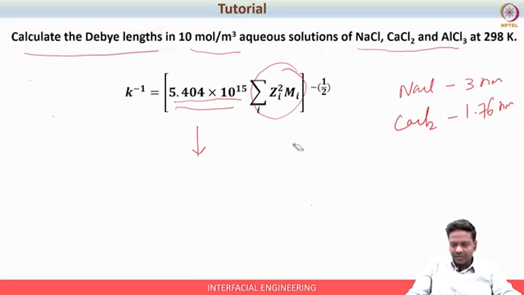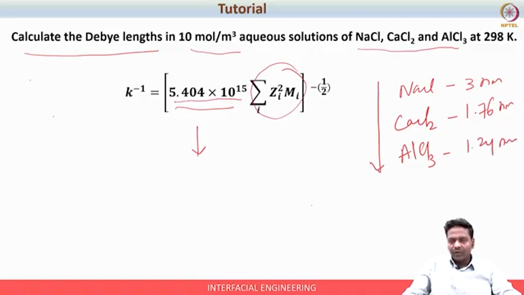Okay, if I get this, so for aluminum it will be 1.24 nanometer. As you can see, as the electrolyte type is varied from 1:1 up to 3:3, you can see that the screening length, that is K inverse, actually decreases. This is because the valence is now affected. Although the concentration of salt is the same, what is now affected is the valence, right? So that's why the K inverse is also changing.